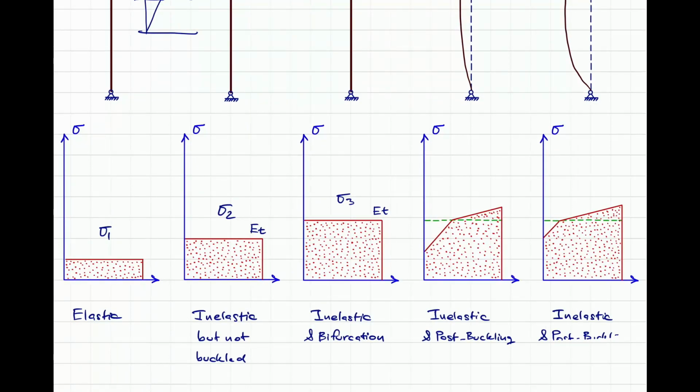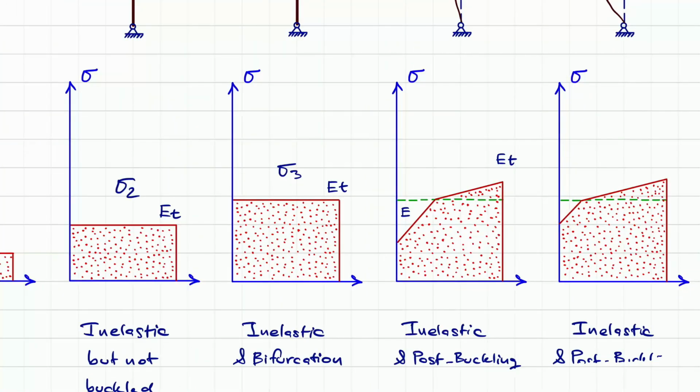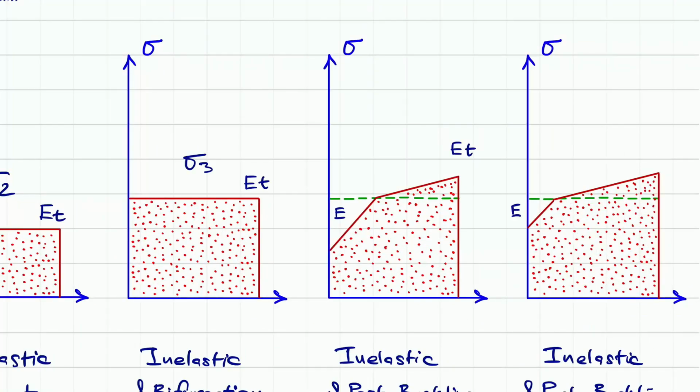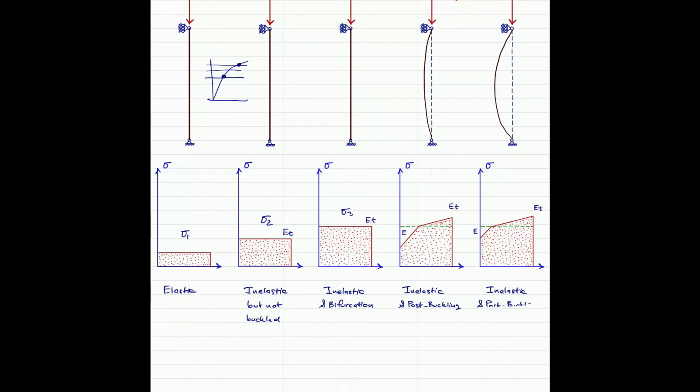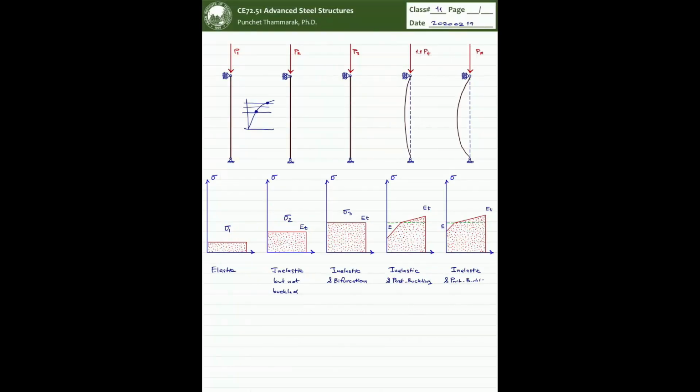So once it loses the stability, lateral deformation came in, moment came in. There you have this situation. You have the ET on that side and the E on the other side. The E comes from elastic unloading. So that's why you get the E. And then you progress to the next state, where you have more moment, which is caused by instability.